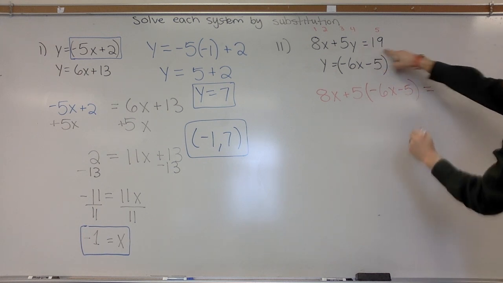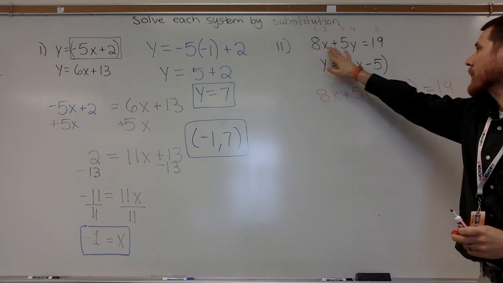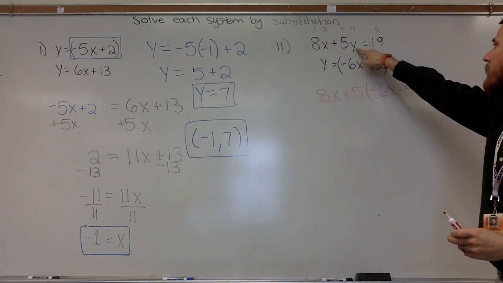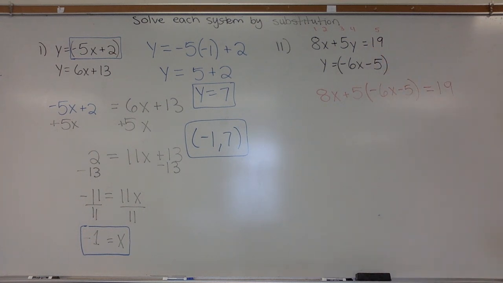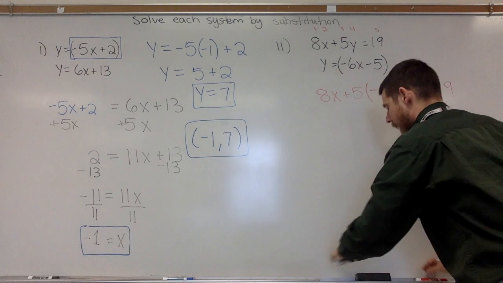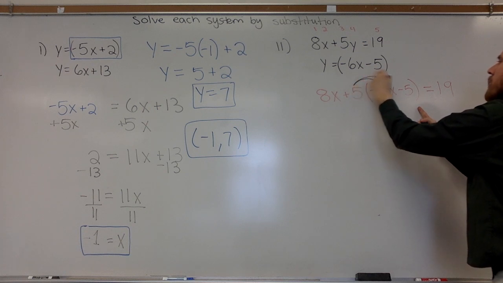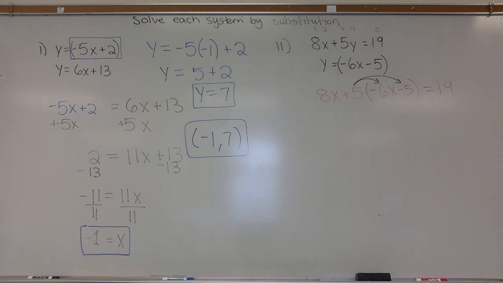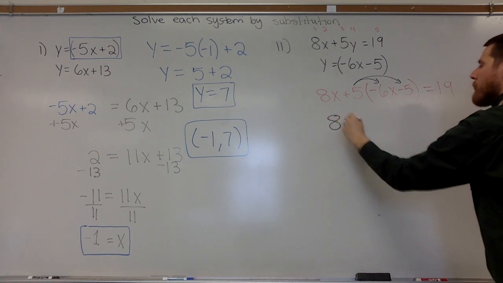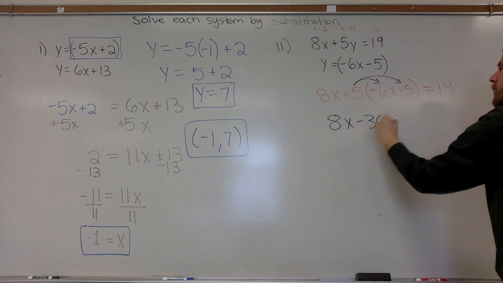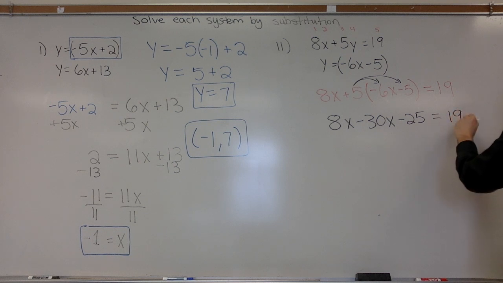Now I still have the other players on the court all around that. So the 8x stayed the same, the +5 is still there, but instead of y, I put its replacement. The equals 19 is still there. Once I do that, I now have parentheses that I have to deal with, order of operations. So I'm going to use distributive property to get these numbers broken out of those parentheses. So I'll copy the 8x, I'll do the multiplication, I'll do that multiplication, and I'll copy the others.